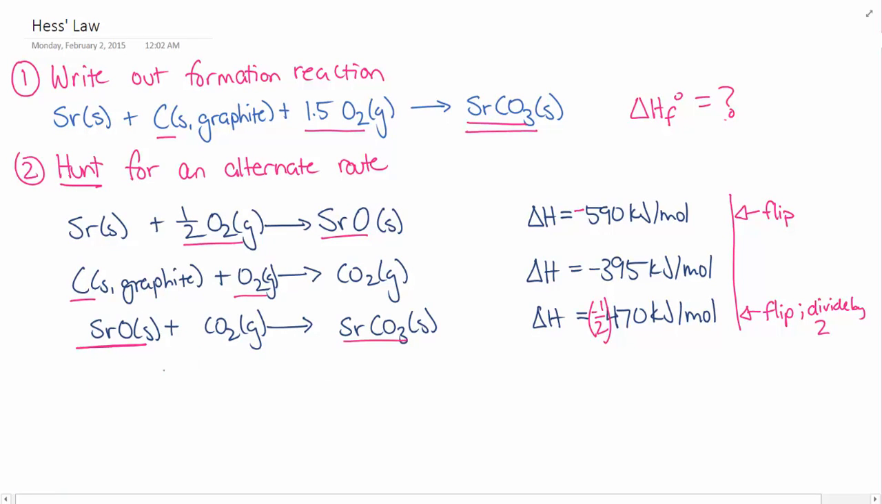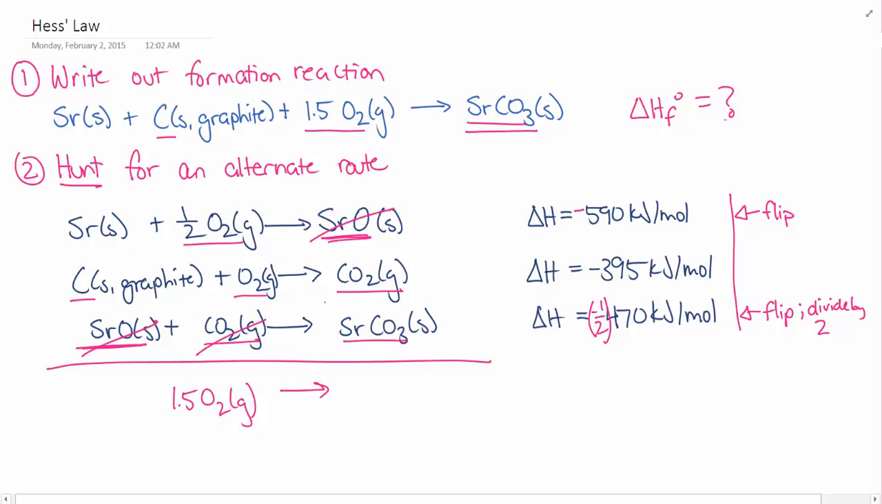Okay, so let's see if we have the right overall reaction now. So we have 1/2 O2 and a full O2 on the left-hand side, so we have 1.5 O2 gas. On the right-hand side, we have an SrO here, but we also have an SrO there, so those are going to cancel. We have a CO2, but there's also a CO2 here, so those are going to cancel.